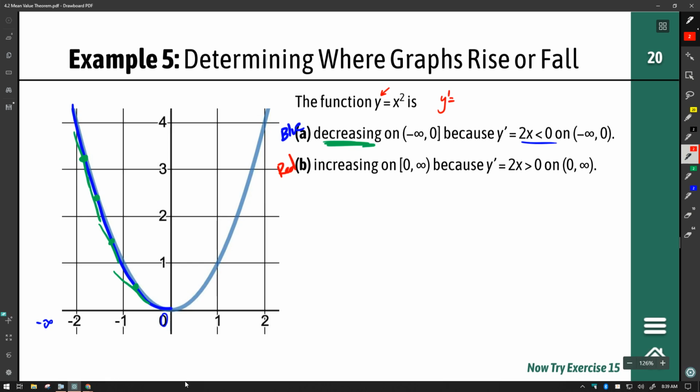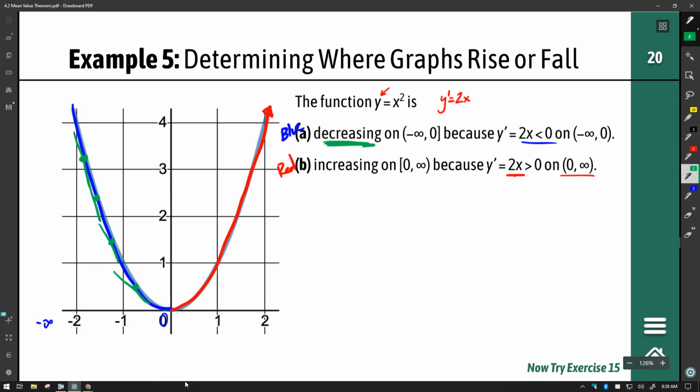Y prime equals, by the power rule, 2x. And 2x is always going to be positive on the interval 0 to infinity because we'd be plugging in a positive number, multiplying by 2, and that would still be positive. So let's graph this part in red. Here's our increasing section of the graph.